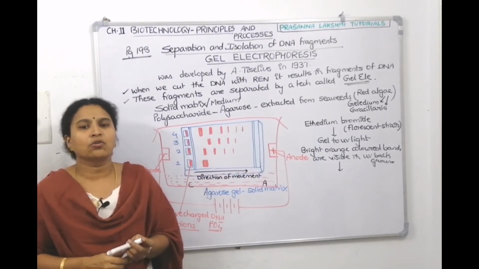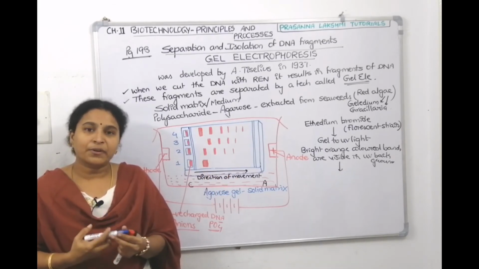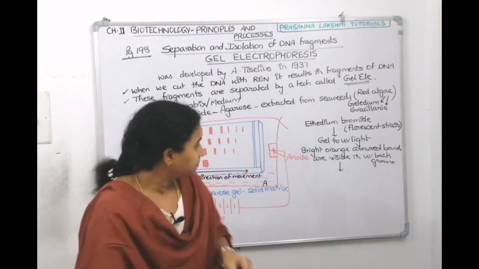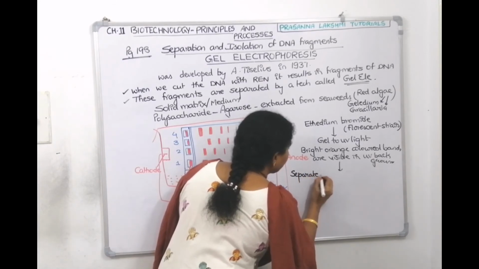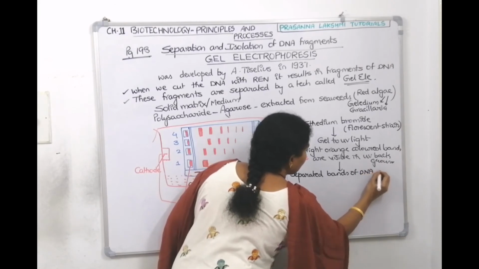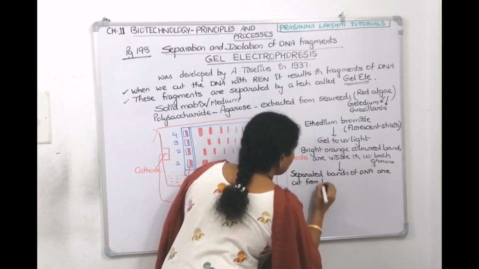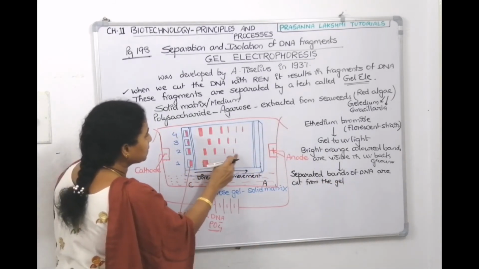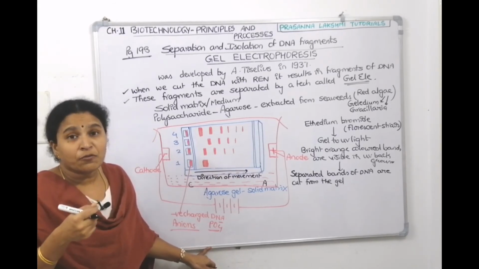After this, what do we need to do? We need to separate the bands which got separated. So, cut them off, right? The separated bands of DNA are cut from the gel. These are the bands, all of these. We need to cut them out from the gel, right?